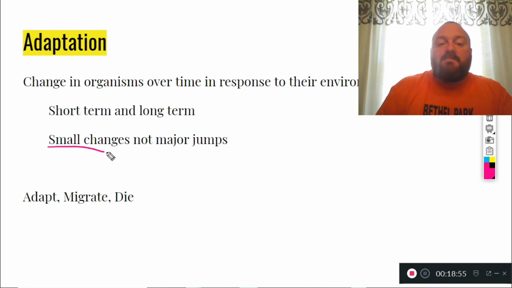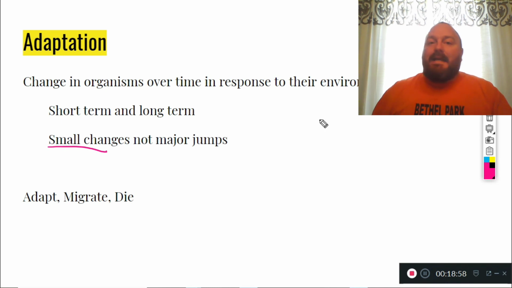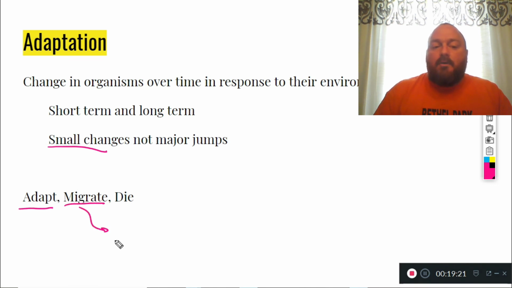And it's always going to be in the form of small changes, not major jumps. We didn't go from being a monkey to a human in one reproduction event. There were slight, small changes throughout the history of time that led to that evolution. Those small changes are those adaptive traits that they're gaining. And again, anytime they experience a change in the environment, they're going to have three choices. They can either adapt to the change. If they're able to move, they can migrate away. This isn't always an option.